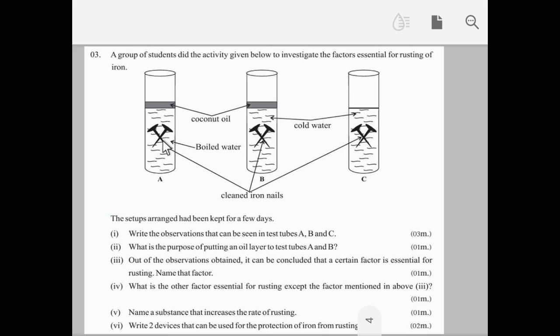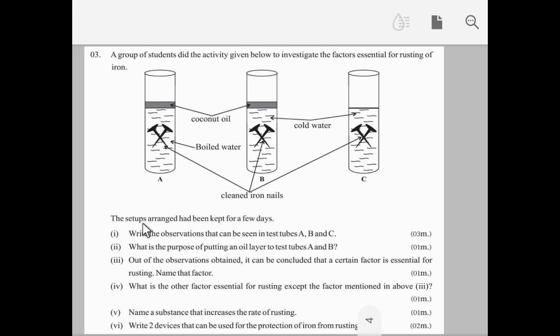Two clean iron nails in each one. Only here we can see boiled water. In both B and C, there is cold water, and in both A and B contain a coconut oil layer. This coconut oil layer seals the water from air. Then in C, we cannot see any sealing. That is open to the air.